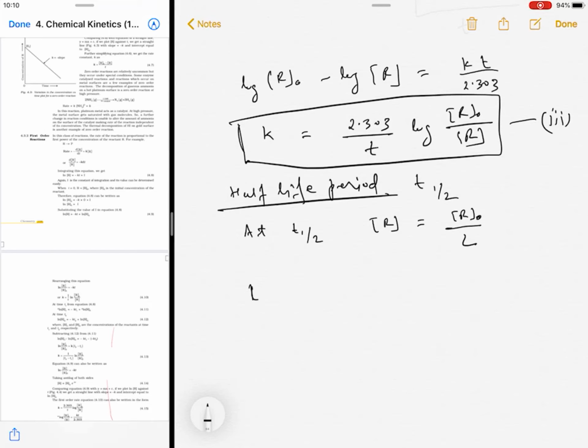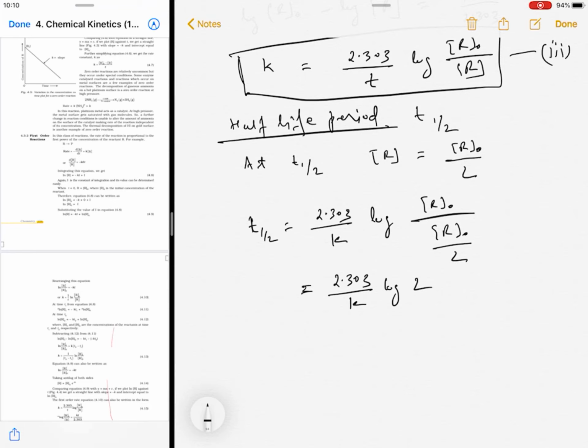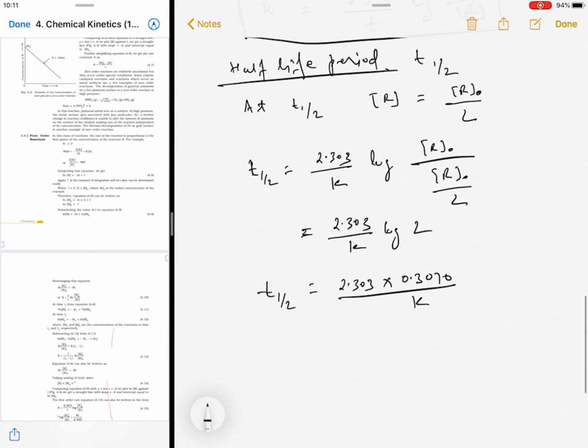We will get t half equal to 2.303 upon k log of initial concentration upon final concentration, which is half. It will be equal to 2.303 upon k log of 2, or t half is equal to 2.303 into 0.3010 upon k, and it will be equal to 0.693 upon k.